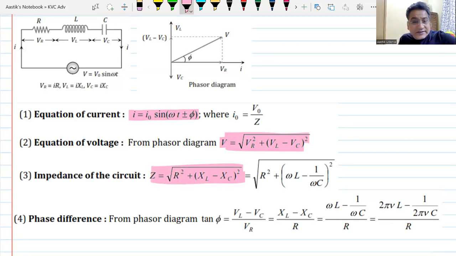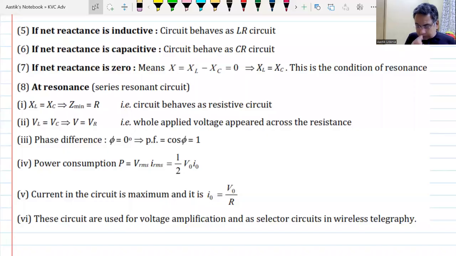It will be root over R squared plus XL minus XC whole square if XL is greater than XC, and XC minus XL the whole square if XC is greater than XL. Phase difference, tan phi will be VL minus VC divided by R. In the other case, it will be VC minus VL divided by R. And these are the different forms. I'll give you 2 minutes to note this down, and then let's move on to write everything together.